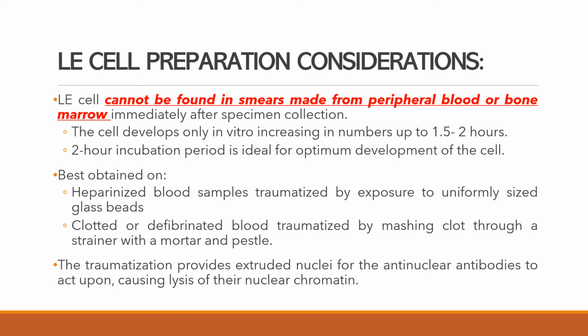LE cells are best obtained on heparinized blood samples that are traumatized through exposure to uniformly sized glass beads placed inside our test tubes, and on clotted or defibrinated blood traumatized by mashing the clot through a strainer with a mortar and pestle. So there are actually two ways to perform LE cell preparation. The traumatization provides extruded nuclei for the anti-nuclear antibodies to act upon, causing lysis of the nuclear chromatin.